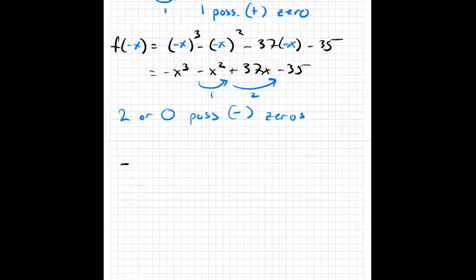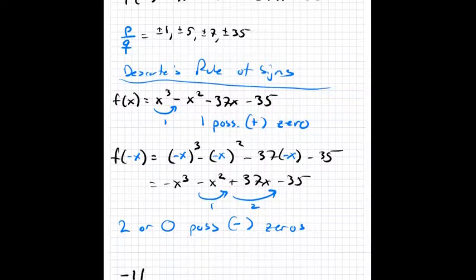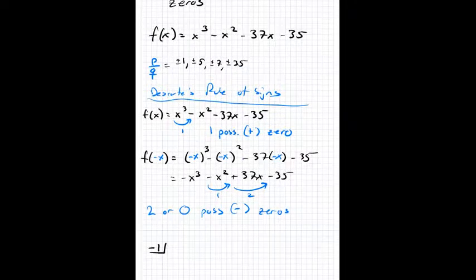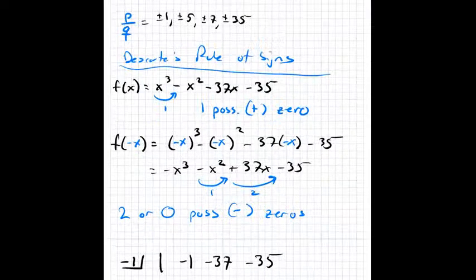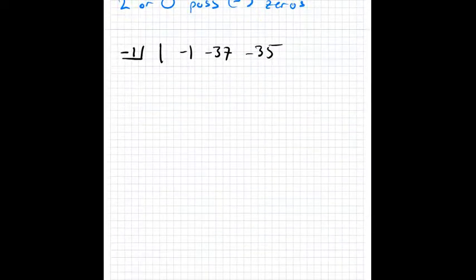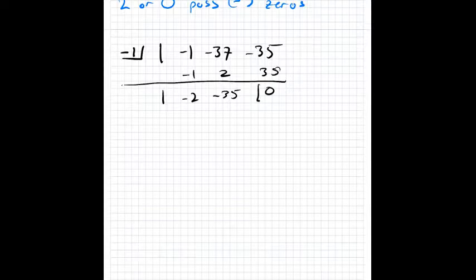Let me see. So we need the coefficients. Let's check our exponents. We have 3, 2, 1, 0. So the exponents are fine, which means we don't need any placeholders. So the coefficients are 1, -1, -37, -35. Then if we do synthetic division, we get 1, -2, -35, and a remainder of 0. I checked it, and we found a zero.